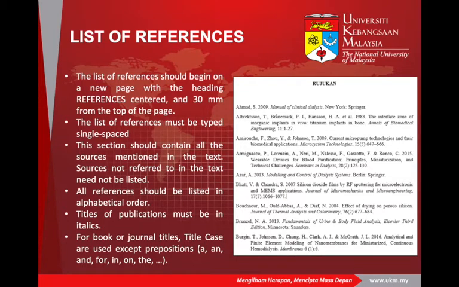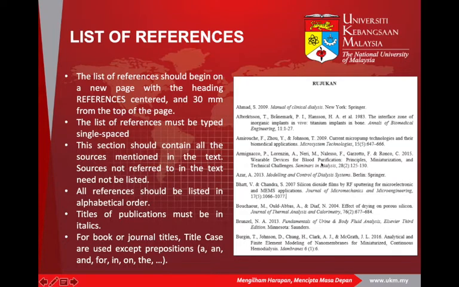Now, after you have made in-text citations in the body of your thesis, you have to do the reference list. So at the end of your thesis, there will be a list of references which should begin on a new page with the heading References or Rujukan here, centered and 30 millimeter from the top of the page.